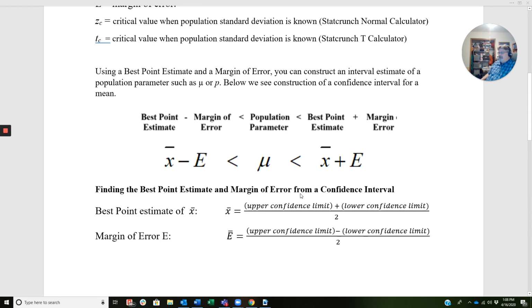What that looks like in a formula is here, and you'll see a couple of homework questions and test questions where they actually give you the interval and you have to identify the best point estimate, X bar, or the margin of error, E.